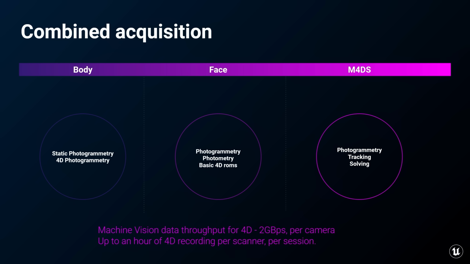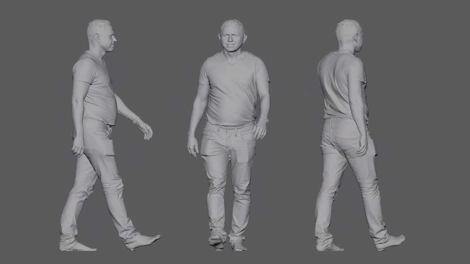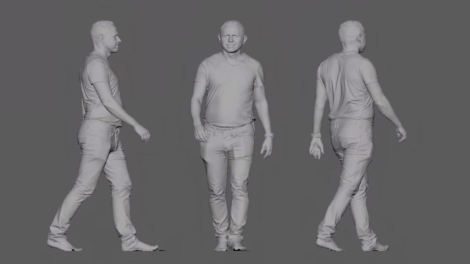It is important to mention the transfer rates and storage capacities that these scanners require. Currently used machine vision data throughput for the 4D is 2 GB per second per camera. We are able to record up to an hour of 4D recording per each of the scanner per session. I will show a couple of examples of the final raw meshes from the body and photometric/photogrammetric scanners.